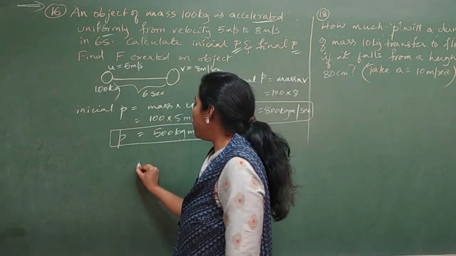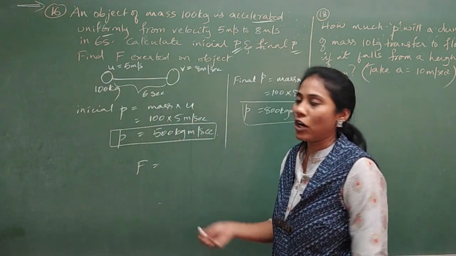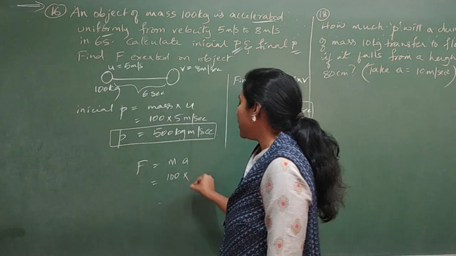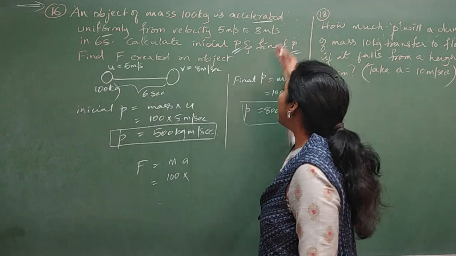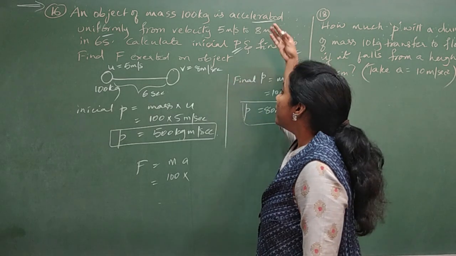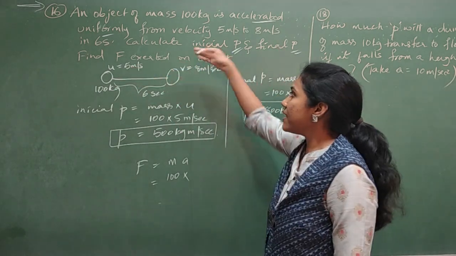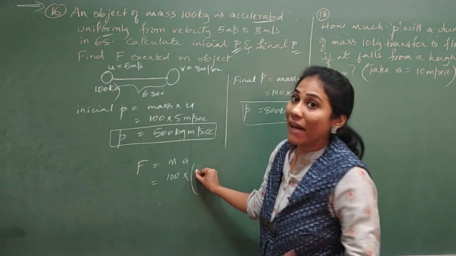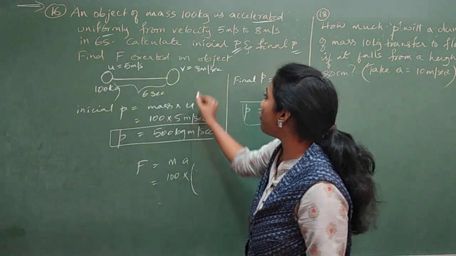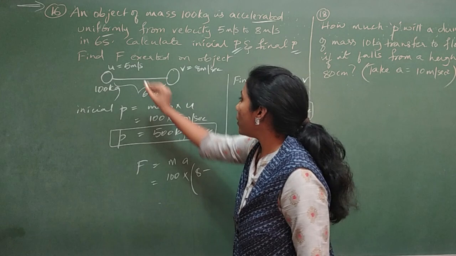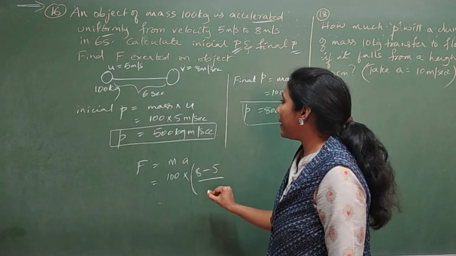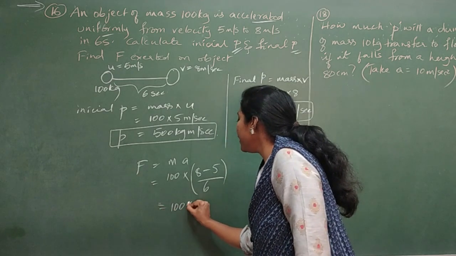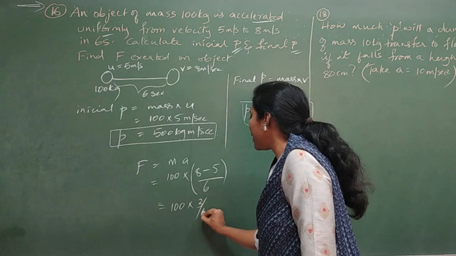And they are also asking you the force. So whenever they ask you the force, we have a common formula, F is equal to ma. So here mass is given, that is 100 kg, into acceleration is not directly given, but it's a uniform acceleration. See, initial velocity is there, final velocity is there, time is there. So what is the basic formula for acceleration? Final velocity minus initial velocity by time, right? So what is the final velocity? 8 minus what is our initial velocity? 5 divided by time. Time is how much? 6 seconds, right? So you will have 100 into 8 minus 5 is 3, 3 by 6.